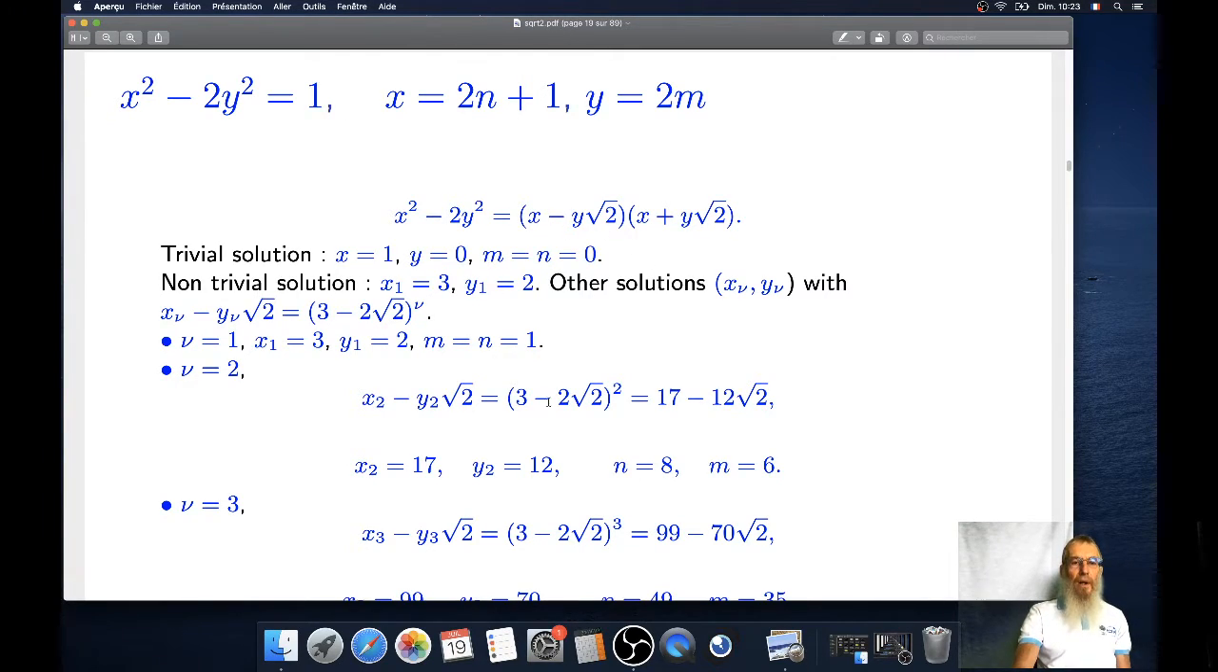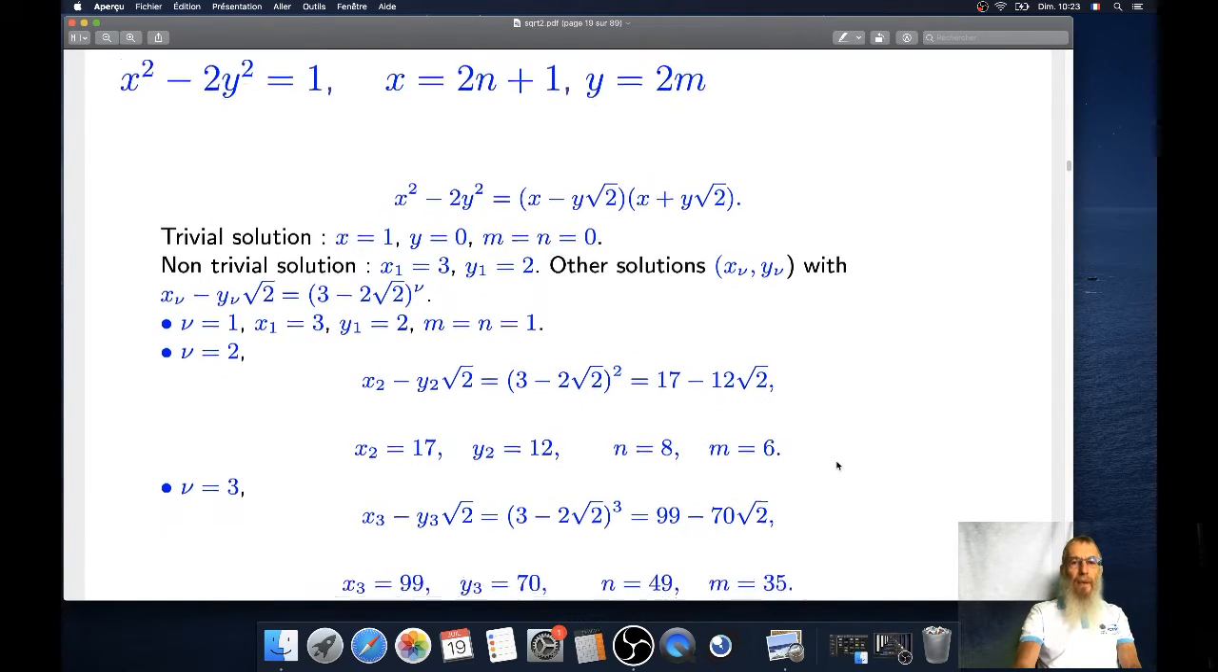Once you have a solution, you just take the solution that you write 3 minus 2 square root of 2, and you take the powers, power nu. If you take nu equals 0, you get the trivial solution. If you take nu equal 1, you get the solution 3, 2, which gives the house number 1 in a street with one house. But if you take nu equal 2, you see that you will get the solution 17 and 12 for x and y, which will give the solution n equal 8 and m equal 6 for the number of houses in the street and the house number, which is 6. So this is what we have seen before.